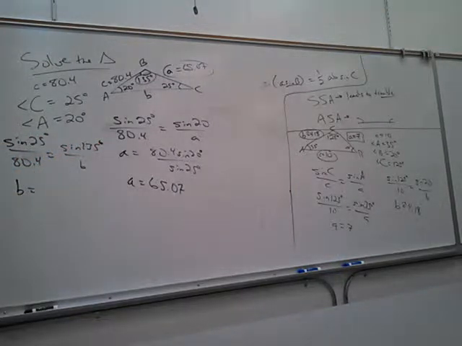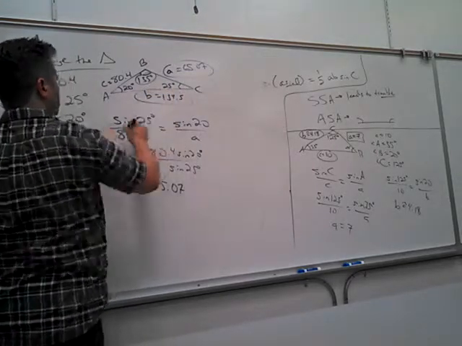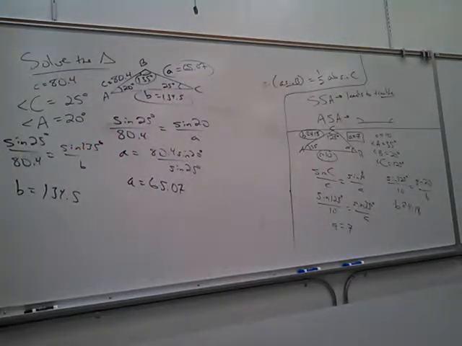What do you guys get for B? 134.5? So you know you're done with the problem when you get all three sides and all three angles. The triangle has been solved. Cool. That seems easy. So let's look at the more complicated case.